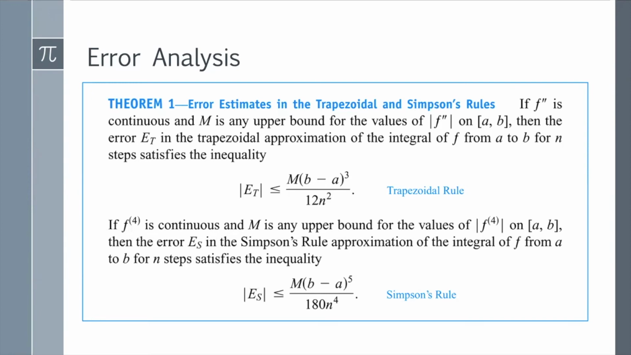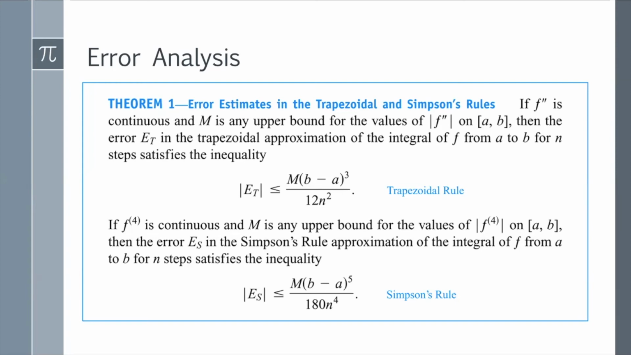Okay, for Simpson's rule, it's kind of similar, except it goes by the fourth derivative. When have you ever used the fourth derivative for anything? If the fourth derivative of f is continuous, and m is any upper bound for the values of the absolute value of the fourth derivative on the interval from a to b, then the error E sub s in Simpson's rule approximation satisfies the inequality: the absolute value of E sub s is less than or equal to m times (b minus a) to the fifth over 180 n to the fourth.